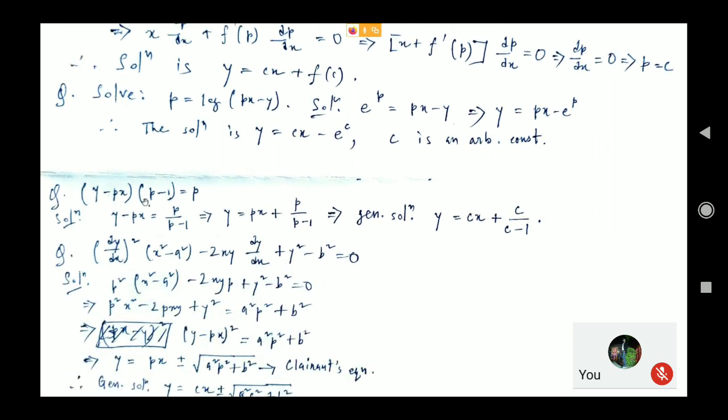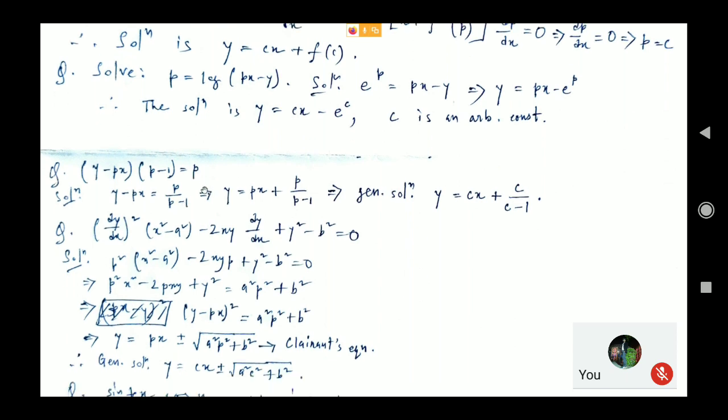Next, we have another example, y minus px into p minus 1 equal to p. Let us put it in Clairaut's equation form. y minus px equal to this, so y equal to px plus this. Clairaut's equation means y equal to px plus f of p. Our f of p is this. So it is in that form, Clairaut's form. So therefore, the general solution is just p replaced by c, nothing else. So simple.